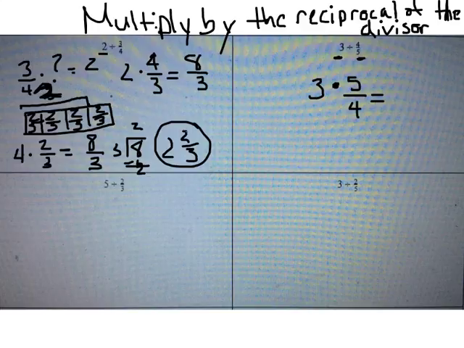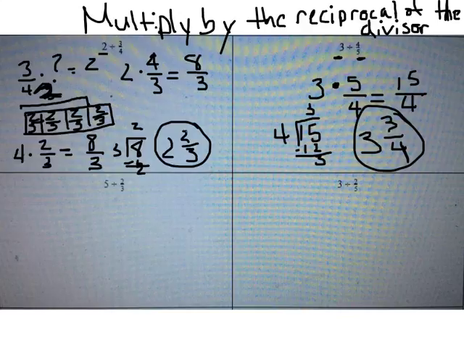Now I can just multiply. What's 3 times 5/4? Write your answer as an improper fraction. It's 15/4. Go ahead and change 15/4 into a mixed number. The correct answer is 3 3/4. 3 divided by 4/5 is 3 3/4.